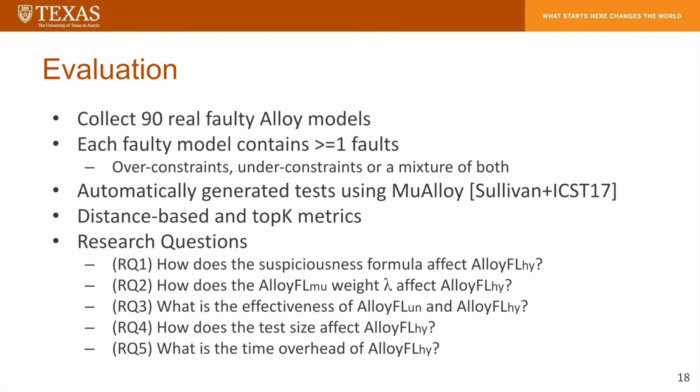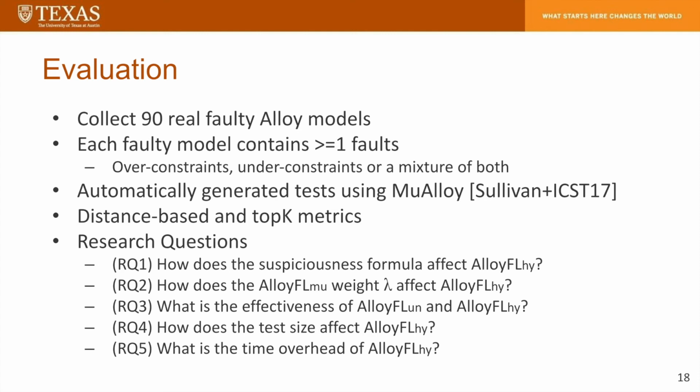We evaluate our techniques on 90 real-world faulty Alloy models that are collected from past faulty Alloy distributions, other related works, or faulty student solutions. Each faulty model contains one or more faults. Those faults include over-constraint, under-constraint, or a mixture of both. The tests are automatically generated using MuAlloy, which applies mutations on the correct Alloy model and then automatically finds a unit test that can kill the mutant.